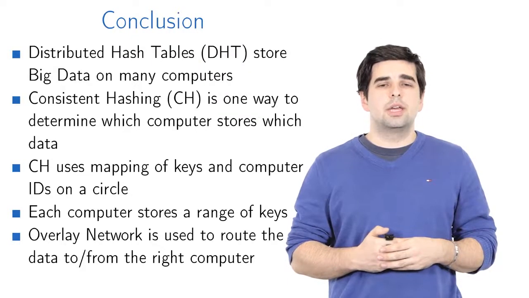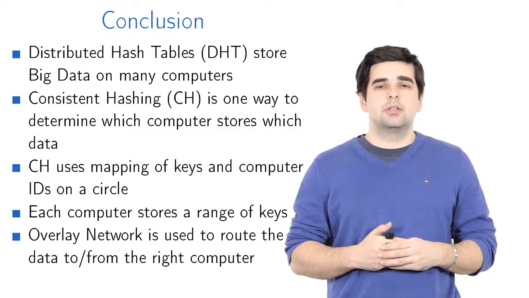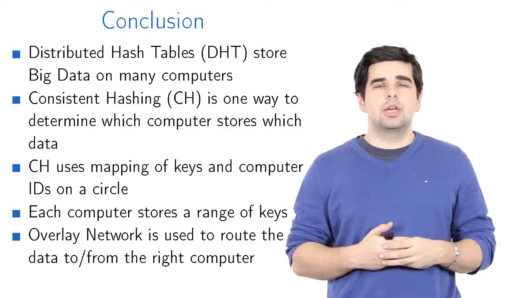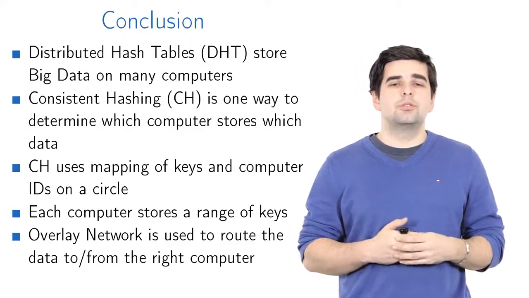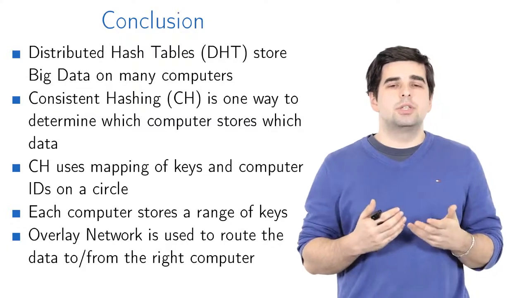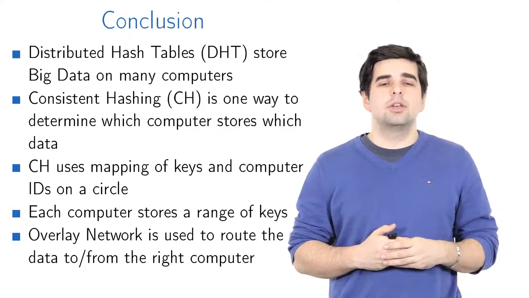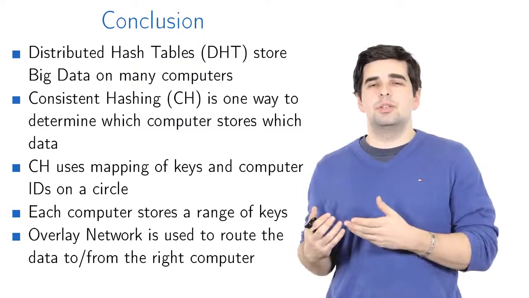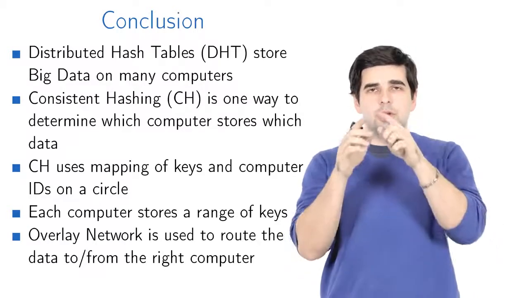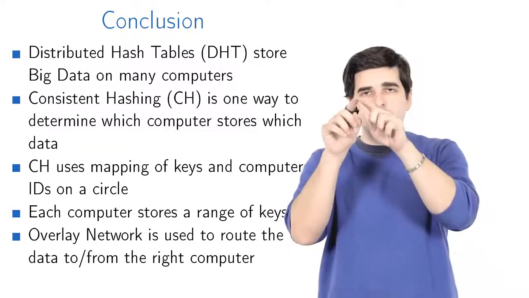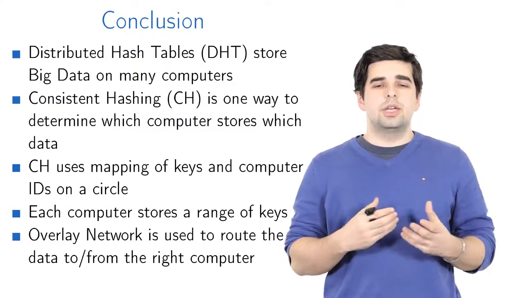So in conclusion, distributed hash tables is a way to store big data on many computers and access it fast as if it was on one computer. Consistent hashing is one way to determine which computer actually owns the data, which computer stores this particular object. And to do that, consistent hashing uses mapping of keys and computer IDs on a circle. And each computer stores a range of keys on an arc, which is closest to this computer in terms of distance along the circle. And also, overlay network is used to route the data to and from the right computer.